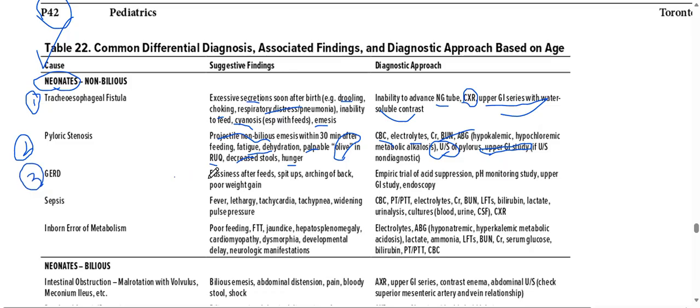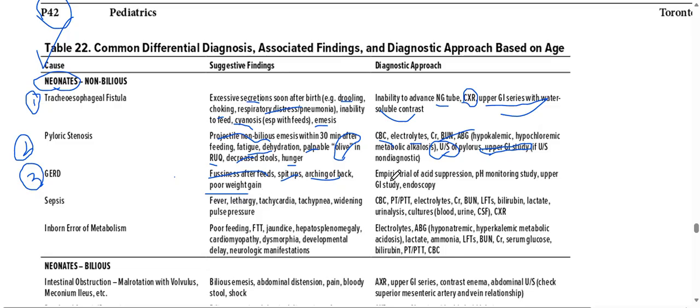Fussiness after feeds. Whenever we feed the child, the child feels fussy and is going to spit up. The child is arcing the back and has poor weight gain. The child is extremely fussy, frequently spits up, and there is arching of the back and poor weight gain.